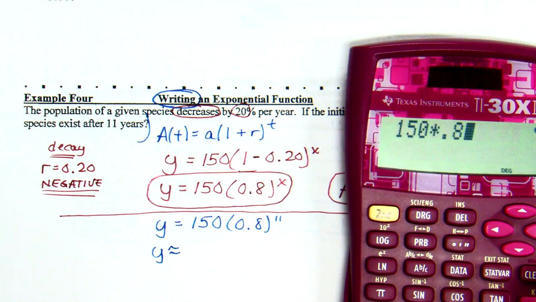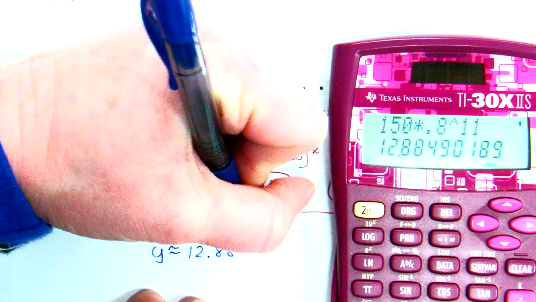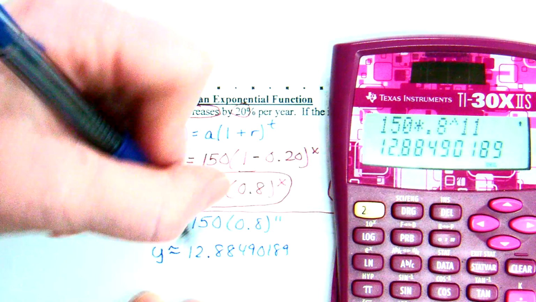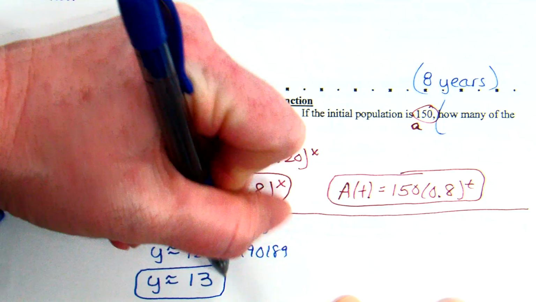Get a calculator answer. Does your calculator answer match mine? Now, my calculator answer is 12.88, and so on and so forth. What's a logical answer here? Does 12.88 of a species exist after 11 years? No. Go for a whole number. And so we're going to say approximately 13.